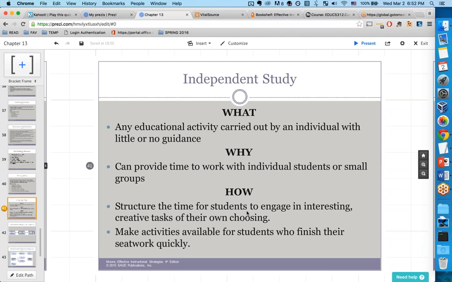Structure the time for students to engage in interesting, creative tasks of their own choosing. If the students are involved in the subject choice, what they're going to work on, this would be a better approach for independent study. And when the activities are completed, you may provide some other activities. Independent study is a great tool, but should be used in certain situations.